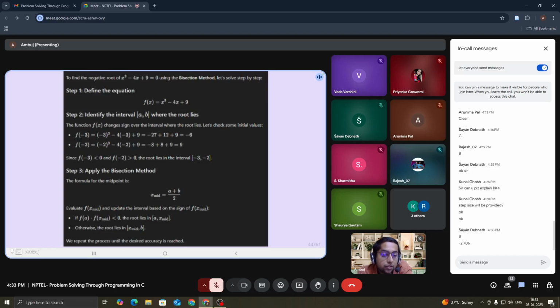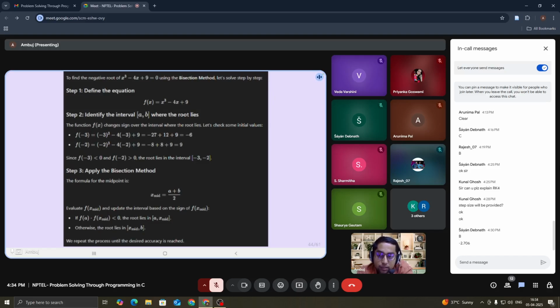I already told you, if it is not given in the question, you just go with 0, plus 1, plus 2, plus 3, and minus 1, minus 2, minus 3. When I calculate f of minus 3, I get negative 6. f of minus 2 is plus 9. Since the sign changes, there would be at least one root in the closed interval a to b. So since f of minus 3 is less than 0 and f of minus 2 is greater than 0, at least a root exists between minus 3 and minus 2.